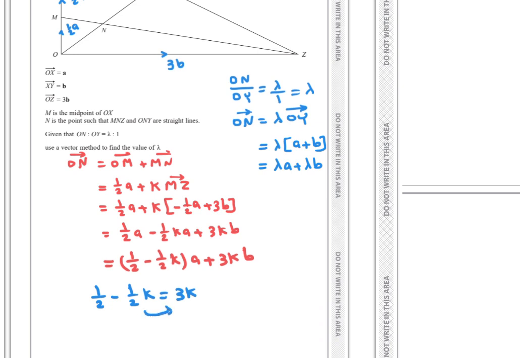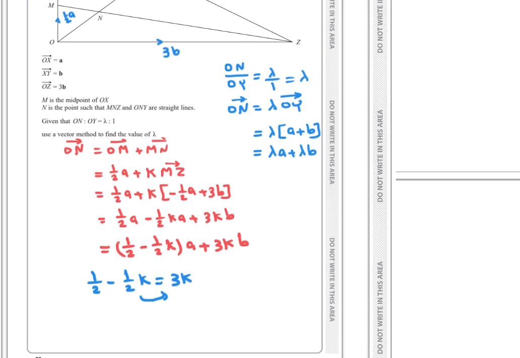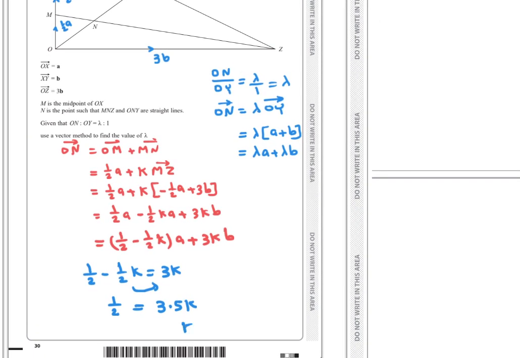Now transpose negative half k to the other side, by positive. So 3 plus half, which is 3.5, k equals 1 over 2. Divide by 3.5 both sides, so k equals 1 over 7. Now k equals 1 over 7, you can find lambda, because 3k equals lambda. So lambda equals 3 times 1 over 7, equals 3 over 7.